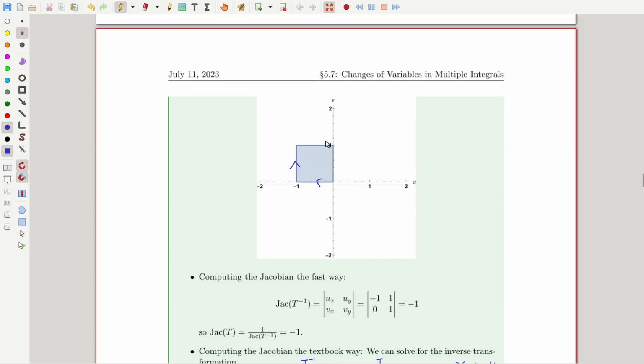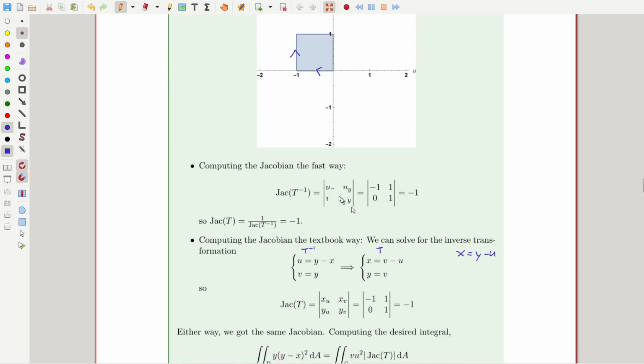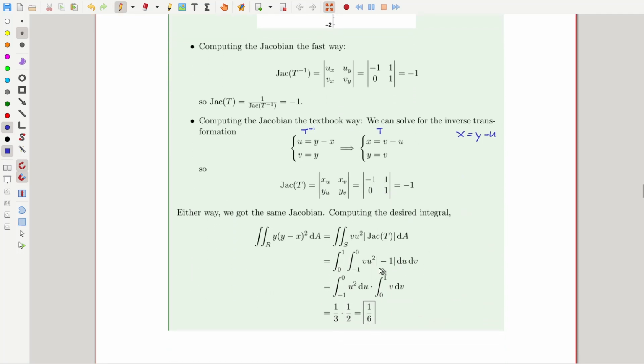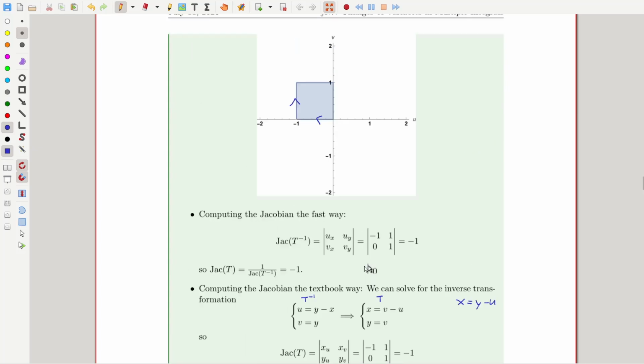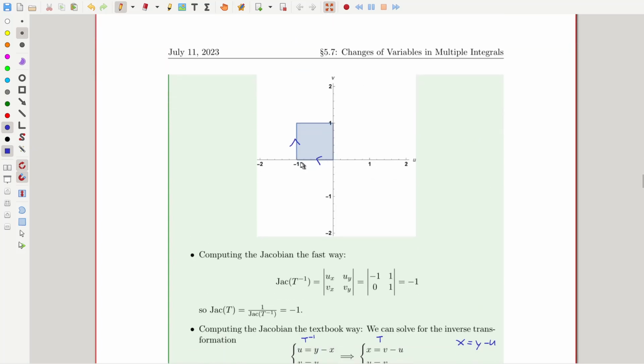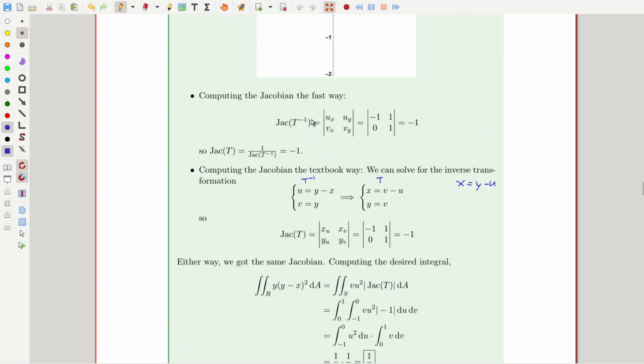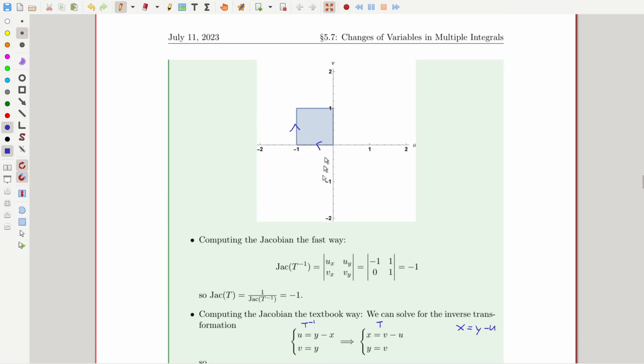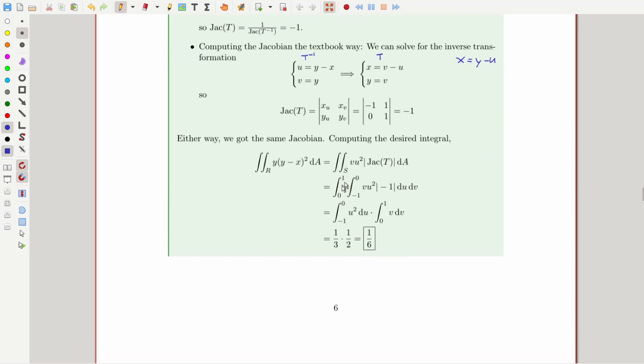Integrating over this rectangle, you can do u first or v first. I decide to integrate first with respect to u, then v. Going with this, integrating with respect to u, we go from -1 to 0. I'm just going to do it in the standard order in the uv plane, where u is oriented positively and v is oriented positively. So that gives you these bounds: u from -1 to 0, v from 0 to 1.